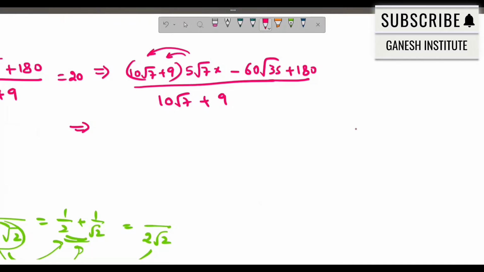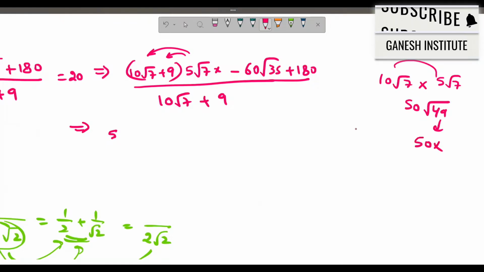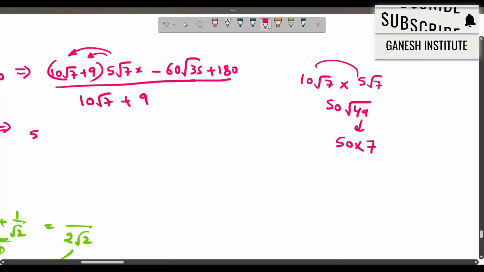So it'd be 50, 749. Yeah, now see, here's the catch. This is 50, this is root 49, but root 49 can be written as 7. So 50 times 5. Since they're the same numbers, okay, that makes sense now.